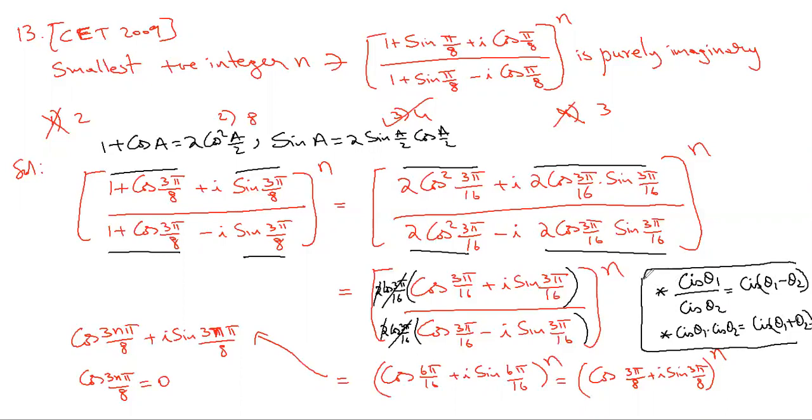And I use the first formula. The numerator is cis 3 pi by 16. The denominator is cis minus 3 pi by 16. Now, if you use this formula, this will become cis of 3 pi by 16 minus minus 3 pi by 16, which will be 3 pi by 16 plus 3 pi by 16. I wrote 6 pi by 16.